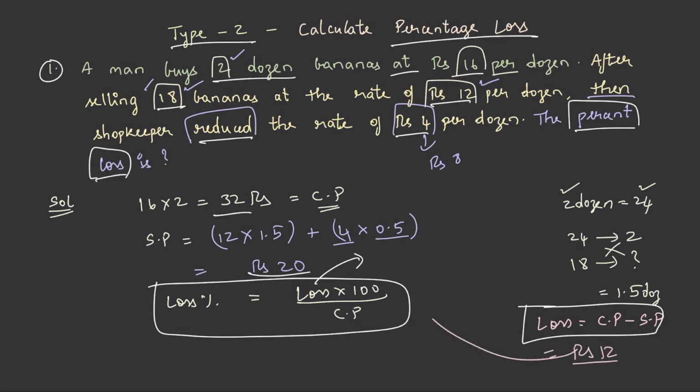Now let's substitute this in the formula, which is equal to 12 into 100 by the cost price, rupees 32, and the loss percentage is 37.5%. This is the answer. Let's solve another question.